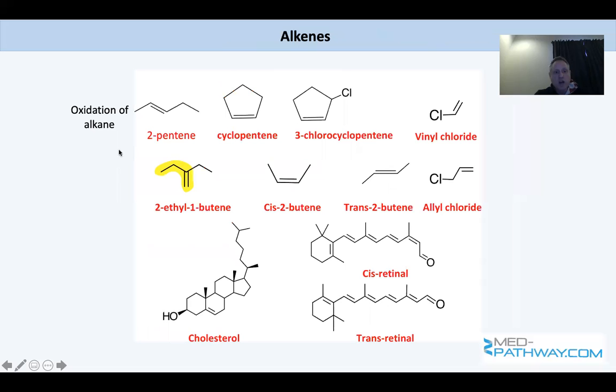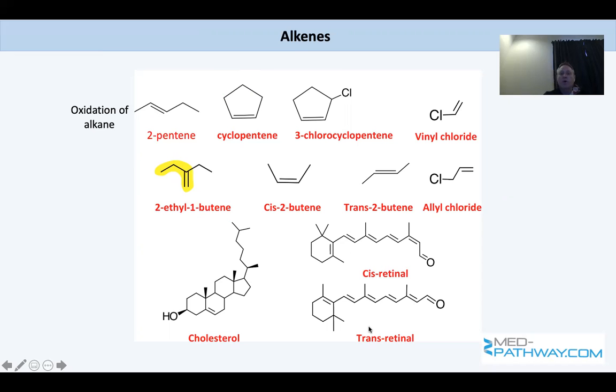So alkenes, we can oxidize alkanes and put a double bond there. We see this in fatty acid catabolism, or beta oxidation, as you know it. And you can generate molecules with pi bonds. This is 2-pentene. Notice how the numbering system is always designed to keep the number at the lowest possible. Here's cyclopentene. Here's cis-2-butene, trans-2-butene. Here's cis-retinol and trans-retinol.